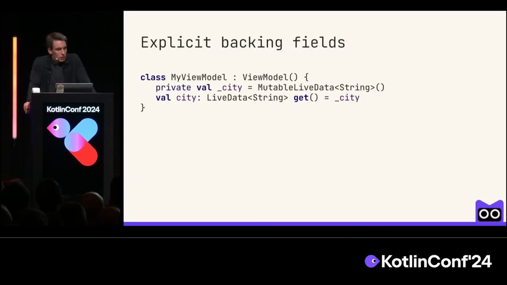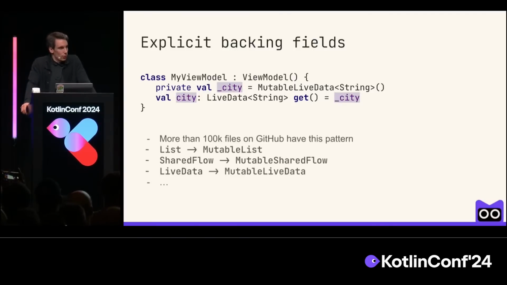And here I'd like to mention the explicit backend fields. Here we have this pattern with my view model, where I have to repeat city 3 times in this short example. And you actually see this pattern has appeared in more than 100,000 files on GitHub. And that's definitely a signal to introduce some language feature regarding this pattern. And usually it's a combination of list to mutable list, shared flow to mutable shared flow, or live data to mutable live data.